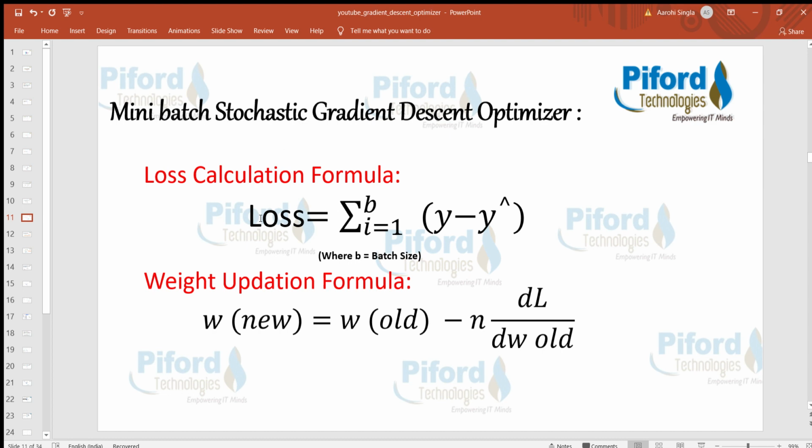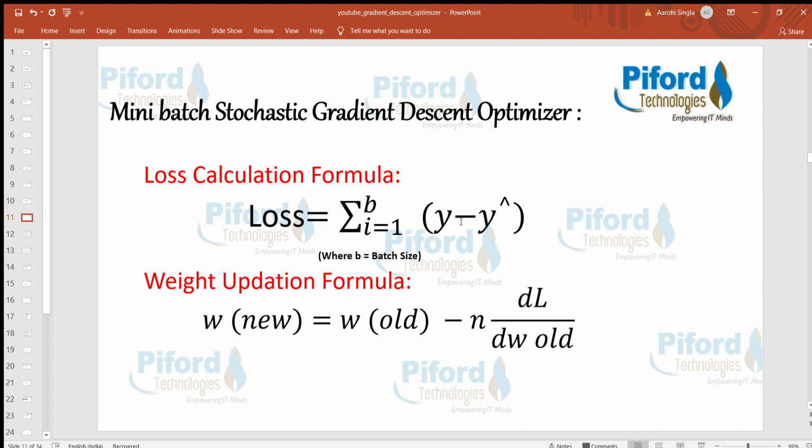So you'll see the loss function. See this loss function: summation i equals 1, and it will go up to b. So b over here is the batch size. Let's suppose you're giving batch size equal to 100. So the i value will start from 1 and go up to 100. On the basis of those 100 data points, it will calculate the loss function. So what we are basically doing over here is using a sample of the data set.